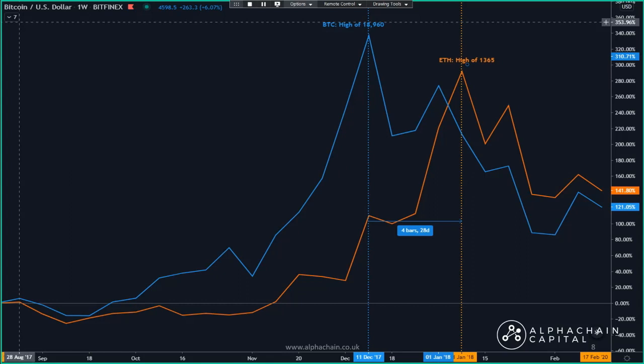Here's another image. It's a chart I drew up showing the beginning of the flow of funds cycle in action. So this is a chart from the end of the bull run in 2017 and 2018. We've got Bitcoin in the blue and Ethereum in the orange. So you can see that Bitcoin reached its all-time high of approximately 20k at around the 11th of December 2017.